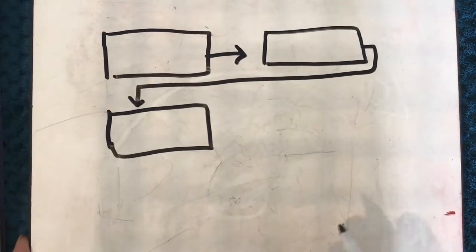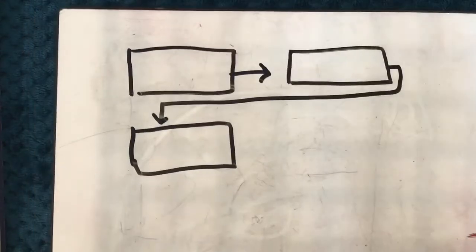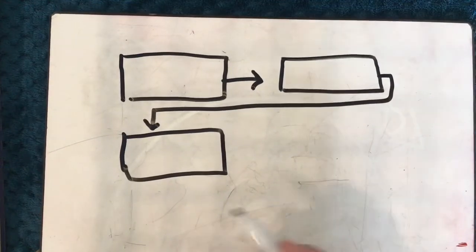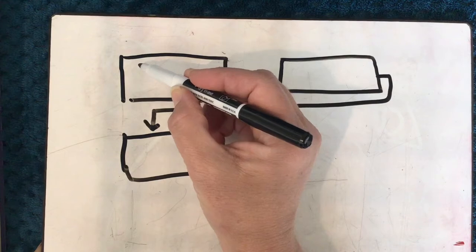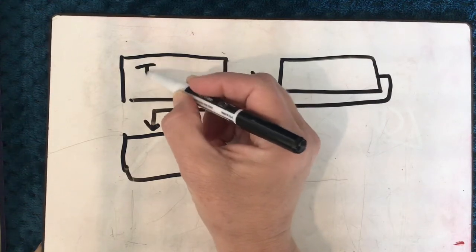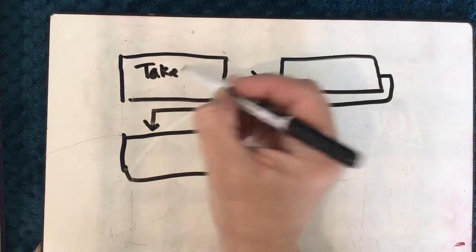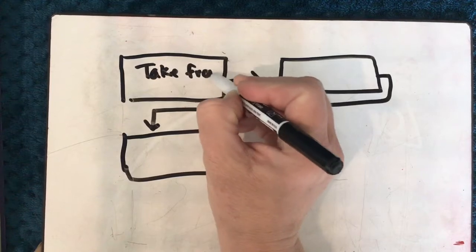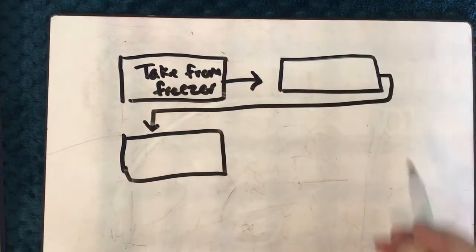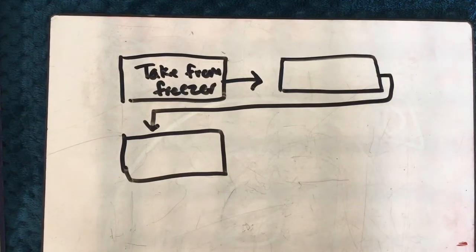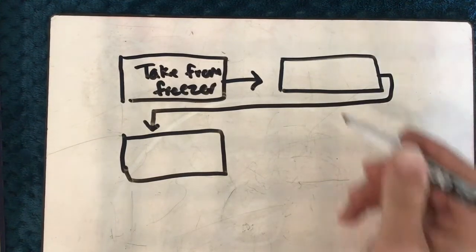So I know the first thing I'm going to do with my chicken nuggets, if they are frozen, as we've already said, I'm going to take them from somewhere. Where am I going to get them from? The freezer. So I'm going to take from freezer. Remember, it's okay to use caveman talk here. It doesn't have to be a full sentence. So I take from freezer.